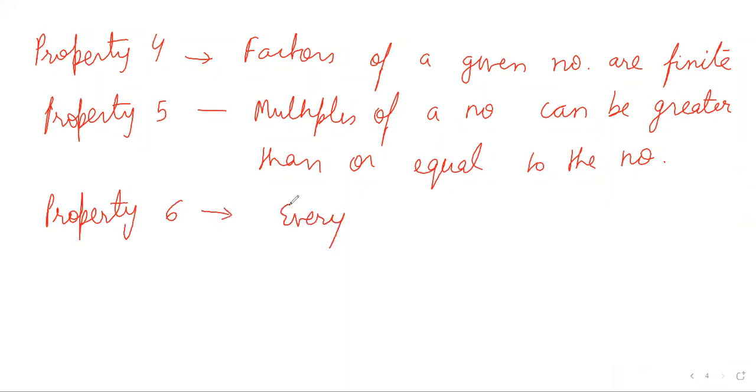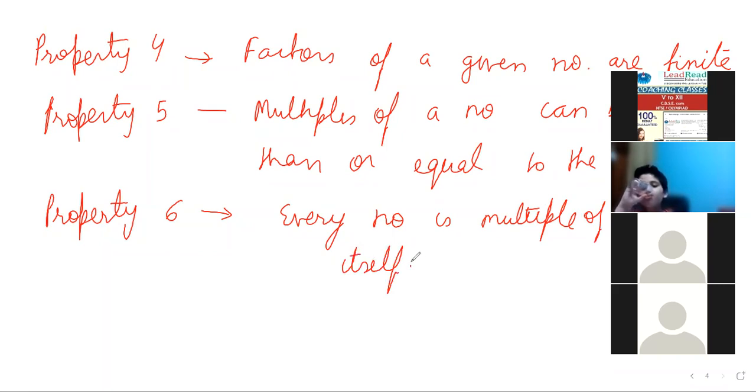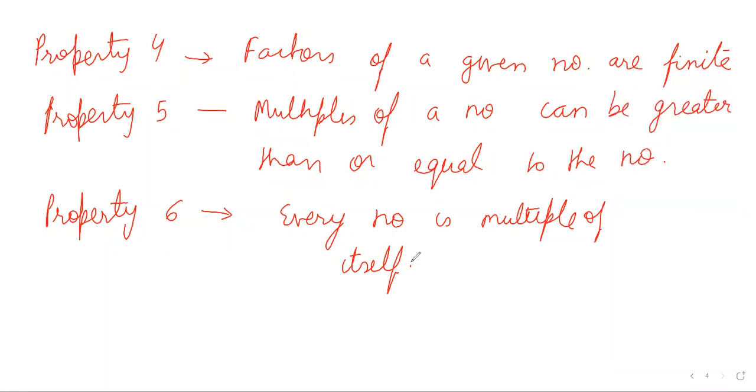So property number 6. Every number is a multiple of itself. If I ask you the multiples of 2, they are 2, 4, 6, 8. So every number is a multiple of itself. Every number is also a factor of itself.